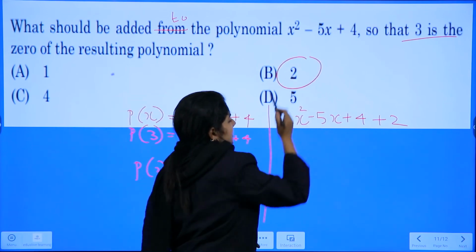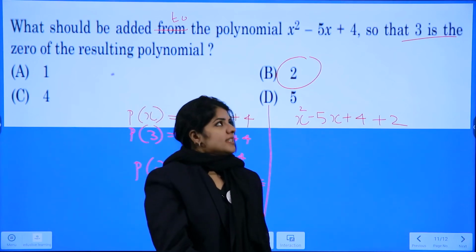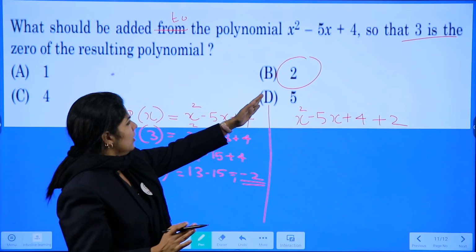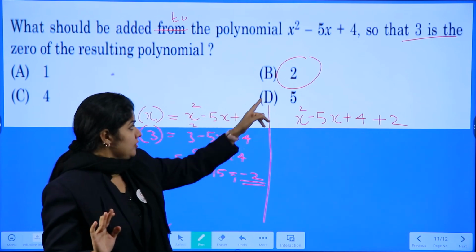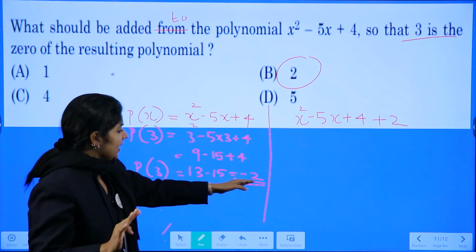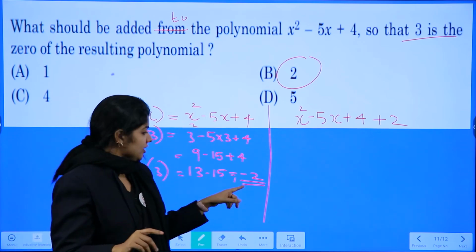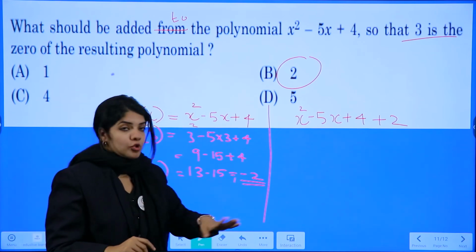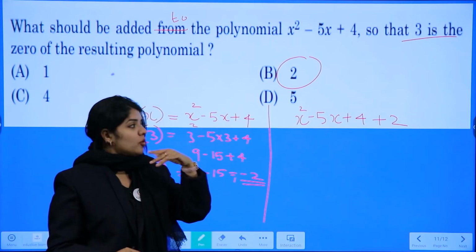Okay, positive 2 is the number. So we can check whether this answer is right or not. In the options, there is only one option given, positive 2, there is no negative 2, so you may not be confused. Sometimes you may directly write the answer as negative 2, but it is wrong. Once you get P of 3 as negative 2, you take the opposite sign of that number. The opposite of negative 2 is positive 2.